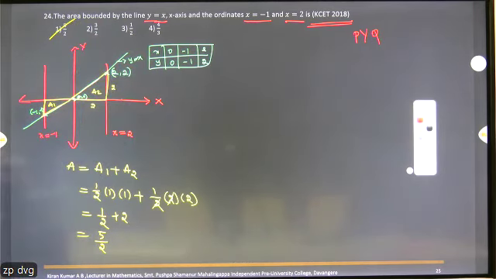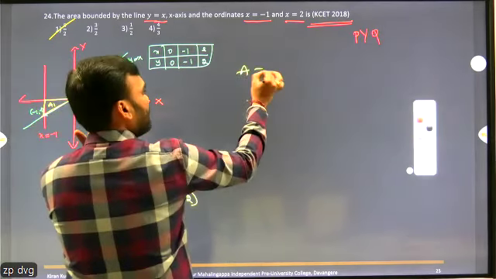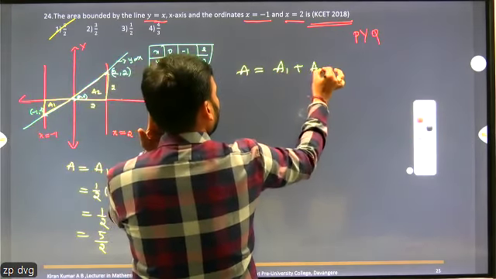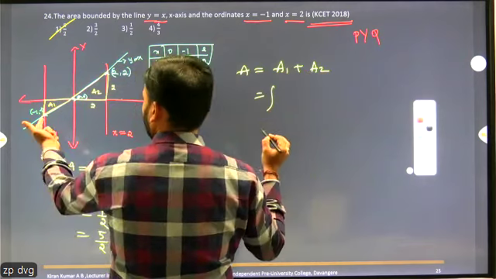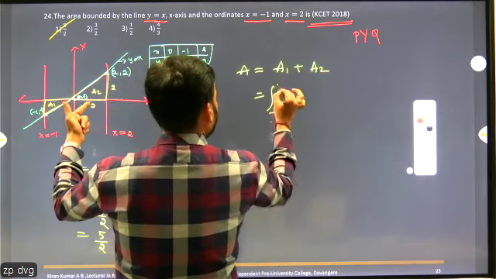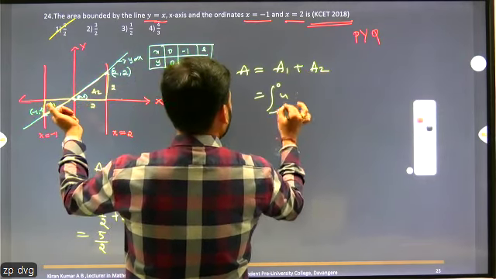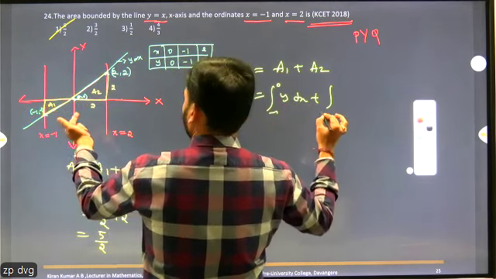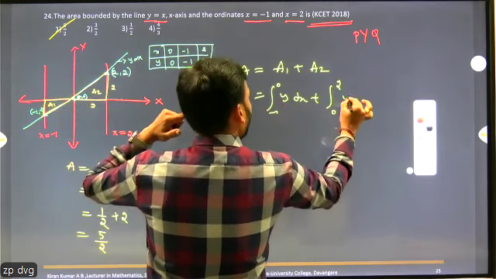5/2 square units. Otherwise we go by integration, which means A is equal to A1 plus A2. Limits in terms of x: the integral from -1 to 0 of y dx plus the integral from 0 to 2 of y dx.